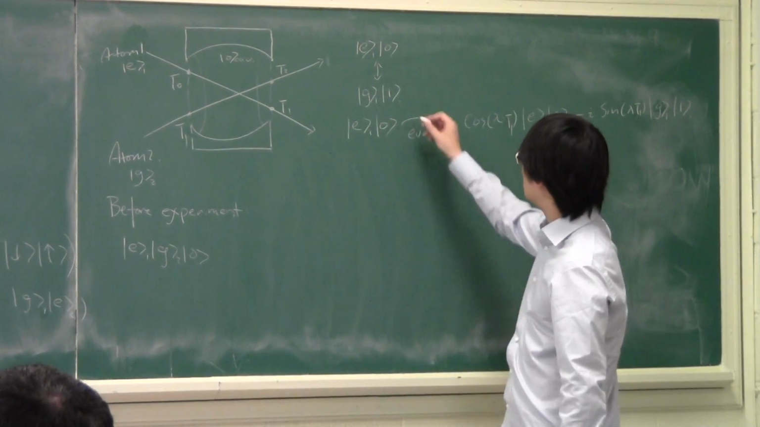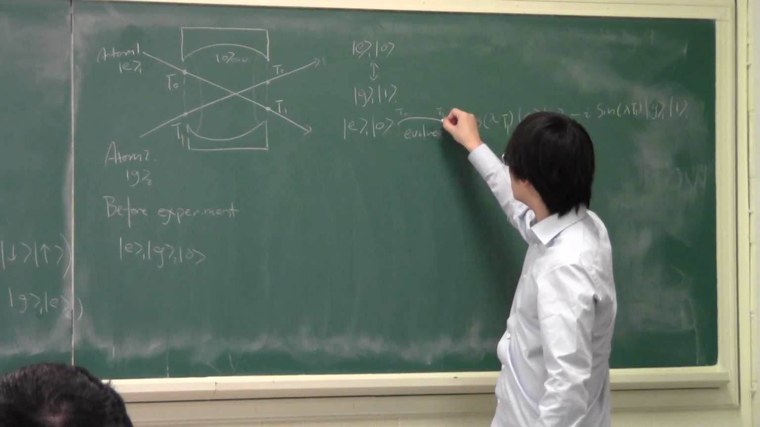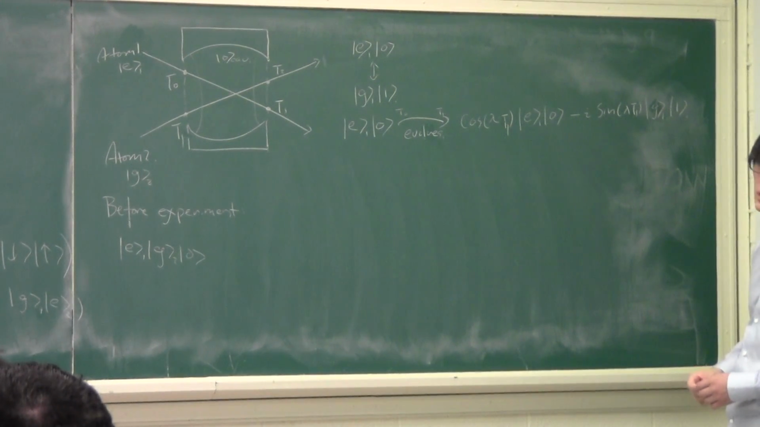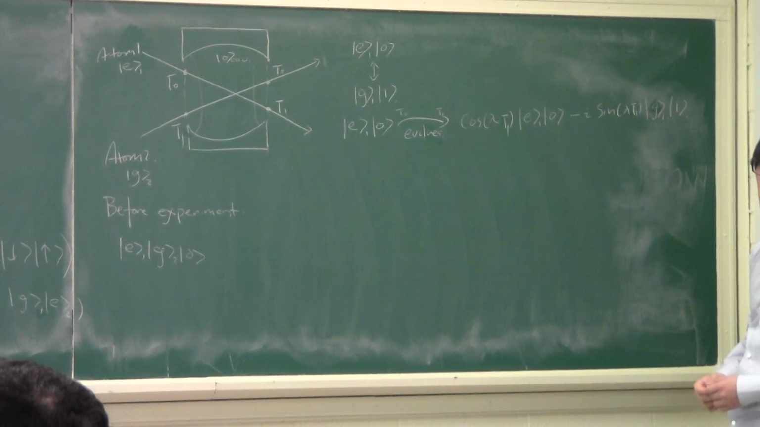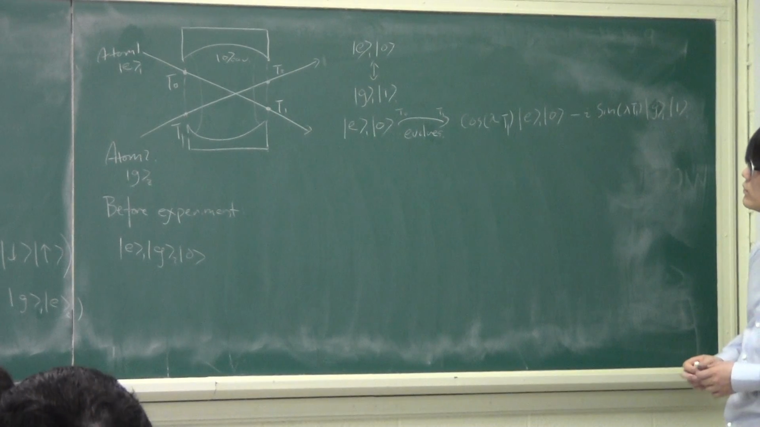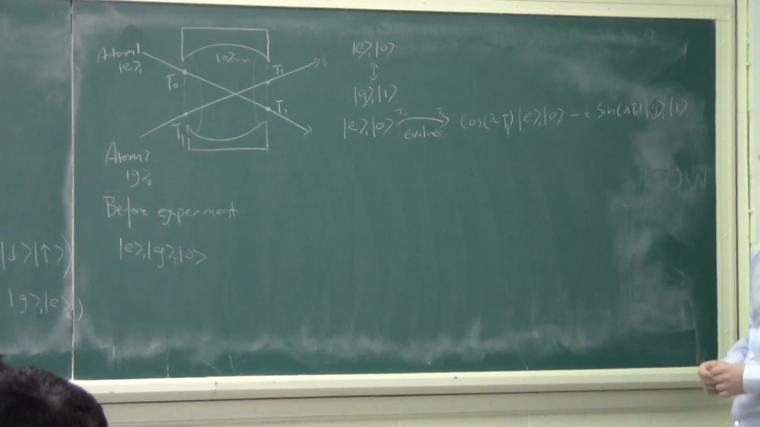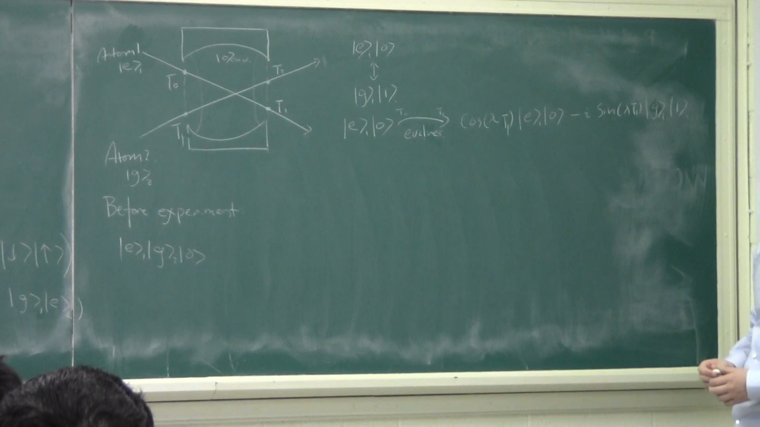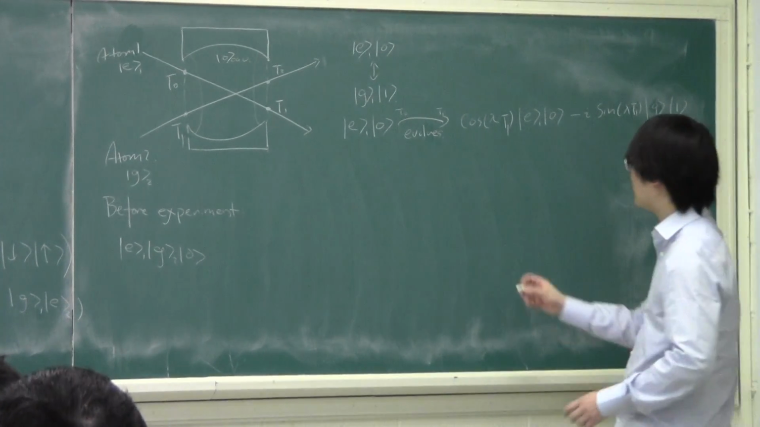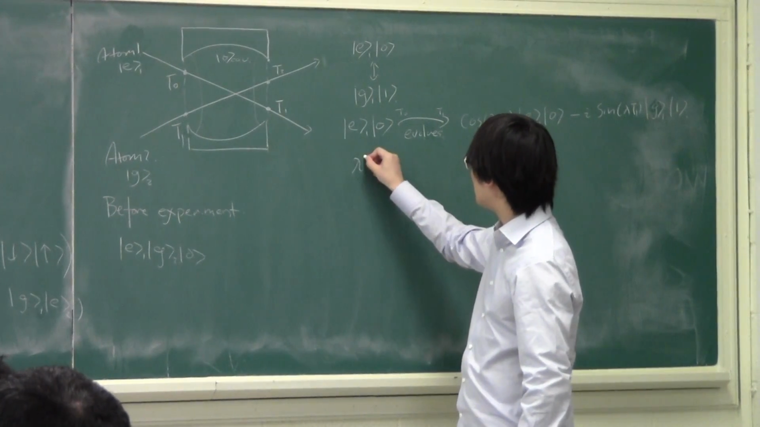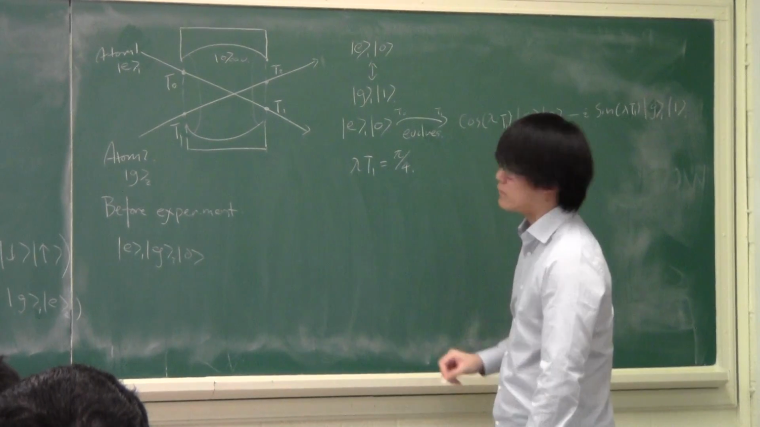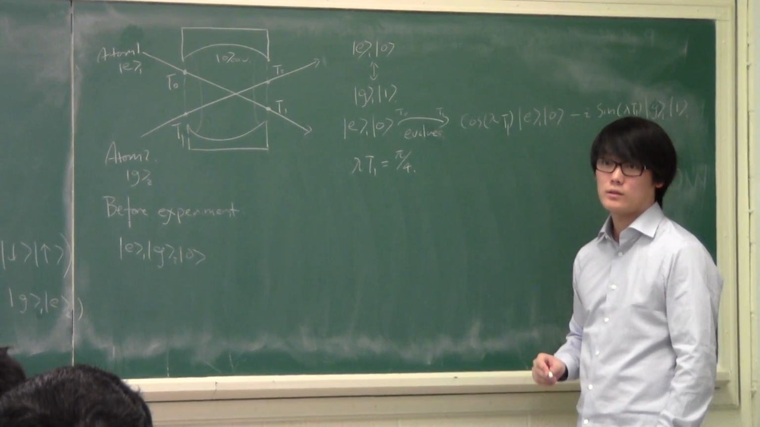Okay, so this is evolving from T0 to T1. Now, by choosing how much time the atom spends inside of the cavity, and we can do that by engineering the velocity of the atom. That's not very easy, but theoretically it can be done. So I can choose lambda T1 to be equal to pi over 4, simply by choosing the velocity.